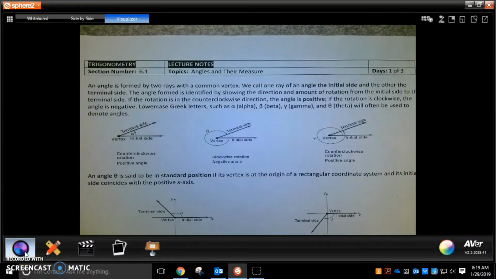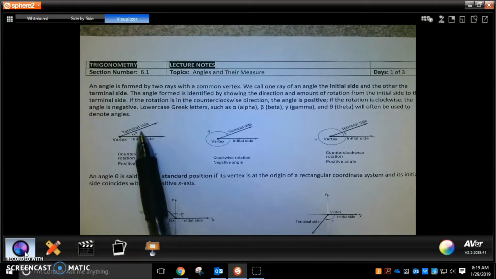Hi guys, we are going to take a look at the first section of chapter 6. The front page, you can actually just do a lot of reading on your own, but I am going to point out some things. So we are going to talk about angles, not necessarily triangles per se, but just angles in general. So you've got an angle, it's formed by two rays with a common point called the vertex.